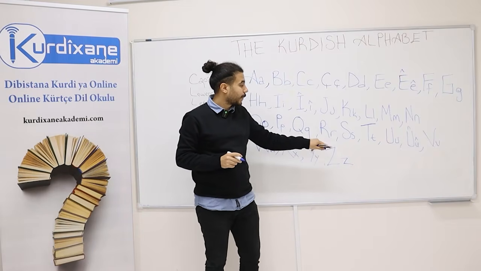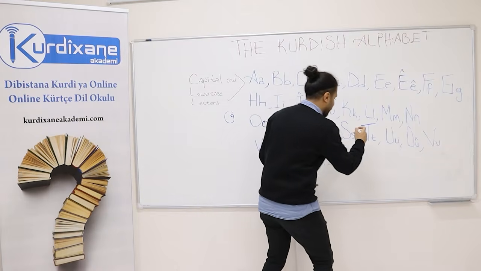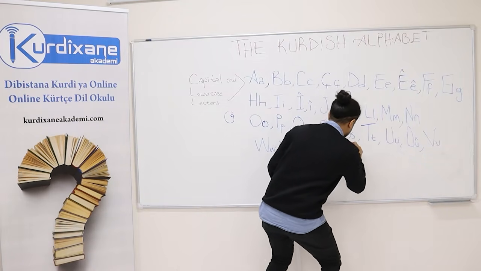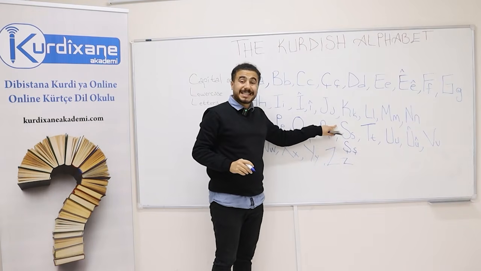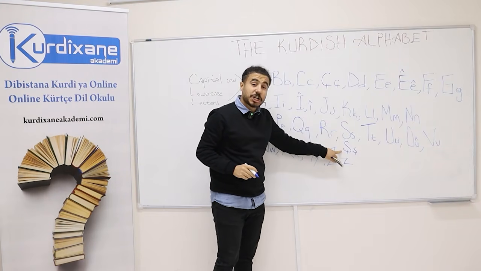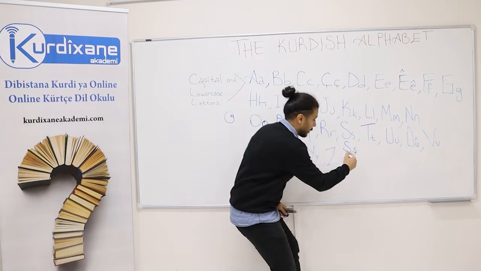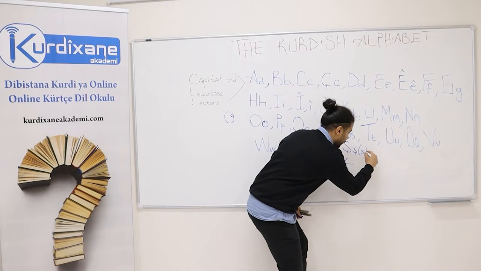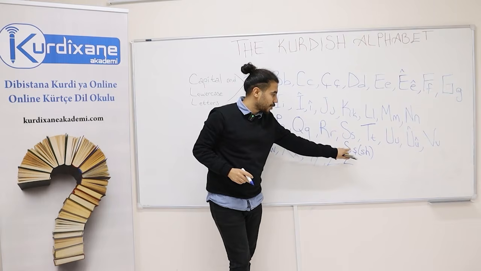R, S. We have forgotten there is also sh, like this. This is S, this is sh. This letter does not exist in the English language, but we have got this sound. It is the equivalent of this sound. Sh.